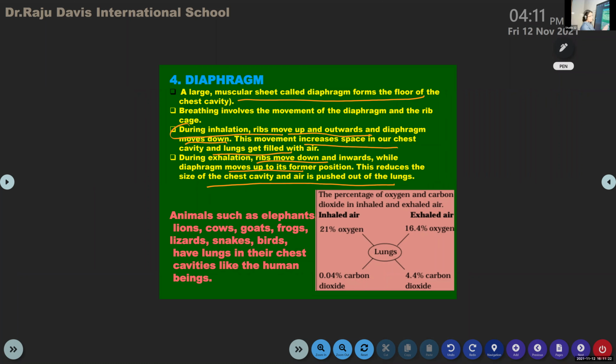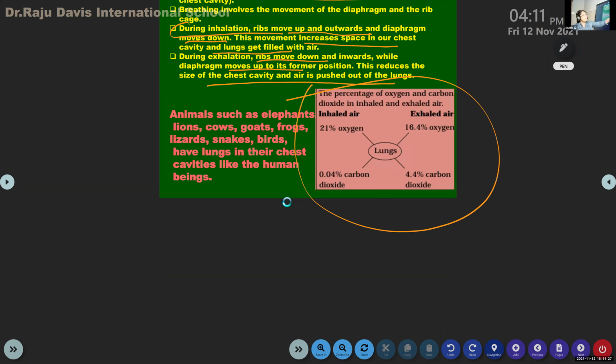And what is the percentage of inhaled air in our body? The percentage of oxygen and carbon dioxide in inhaled and exhaled air. Inhaled air: 21% oxygen, 0.04% carbon dioxide. Exhaled air: 16.4% oxygen.